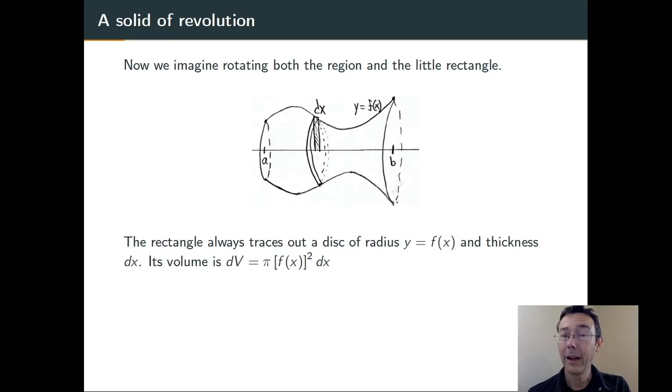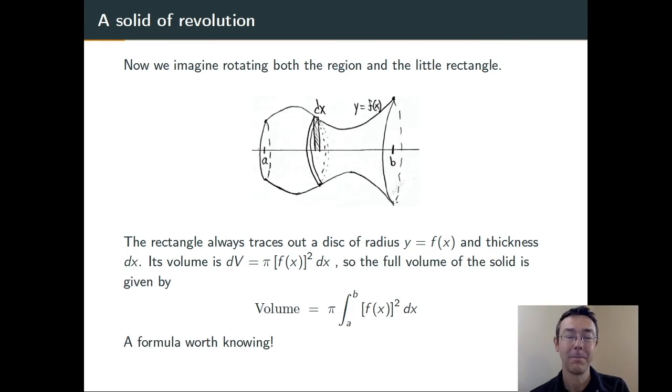Next, we recognize that the volume of that disk is always going to be pi times the radius squared times dx, and that the radius is always going to be the value of the function at that particular x value. Overall, dV equals pi f of x squared dx. This is a formula worth knowing. You plug that dV into a definite integral, integrate between a and b, where the slabs start and stop, to get the entire volume of the solid.